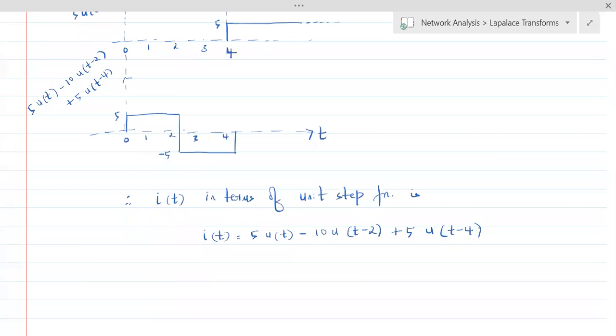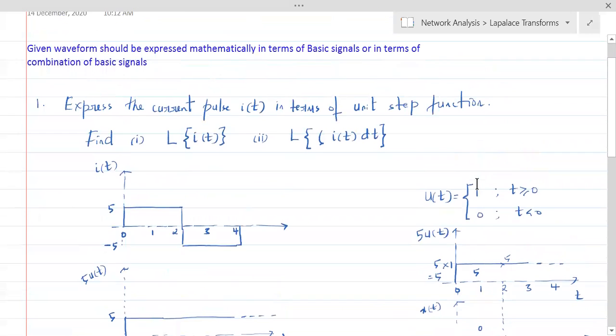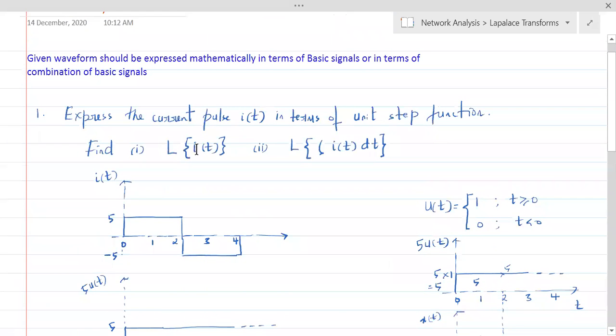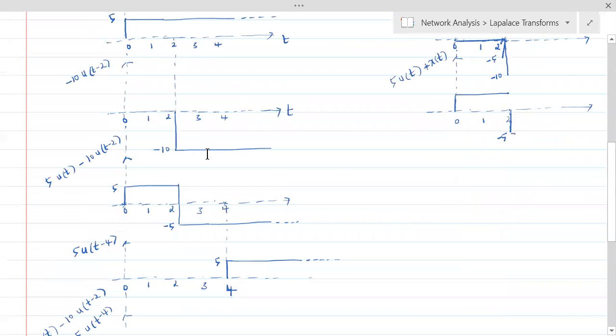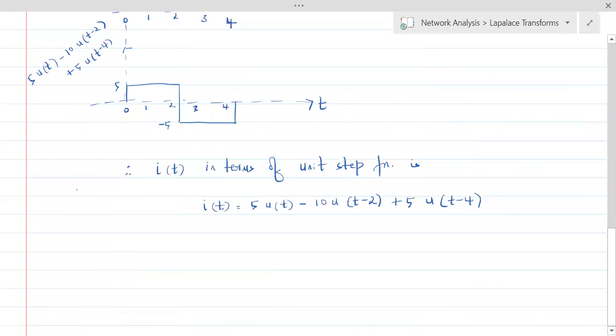Get this point, everybody? Now what we need to do from here on? We need to apply the Laplace transform of this. That is what is asked. Everybody see the problem statement. They've asked us to express I of t in terms of unit step function. That we have done. After that, we need to obtain the Laplace transform of I of t. Call this as equation 1. Apply Laplace transform on equation 1.